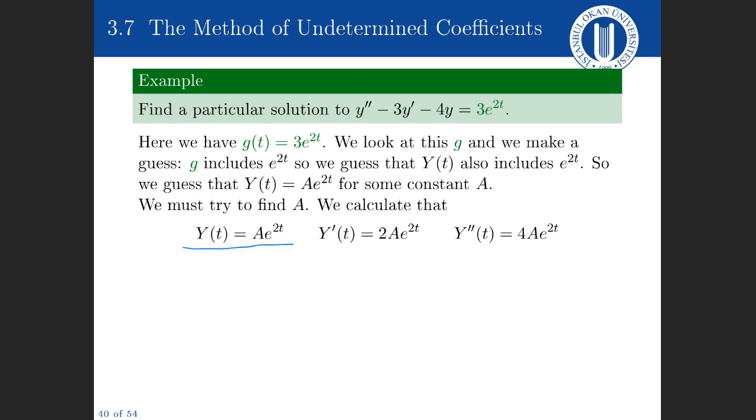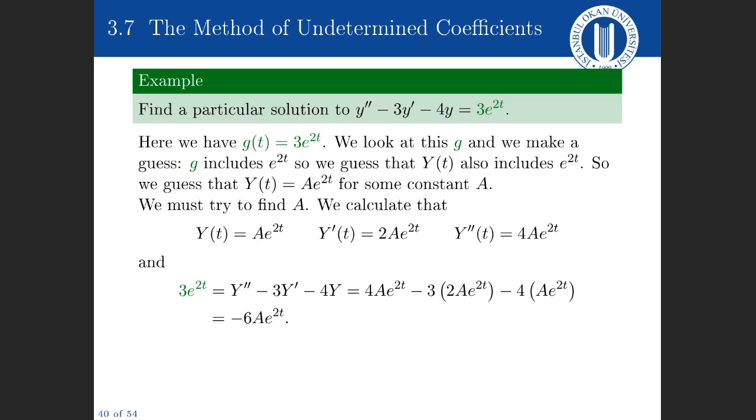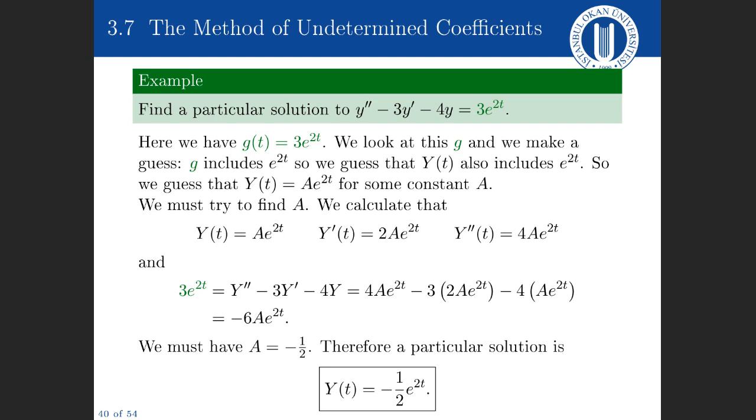Starting with capital Y is A e to the power of 2t. Differentiate this twice and then put into the differential equation. We want 3 e to the power of 2t to be equal to y double prime minus 3 y prime minus 4 y. Substitute in y prime and y double prime. Simplify, we get minus 6 A e to the power of 2t. 3 e to the power of 2t must be the same as minus 6 A e to the 2t. Cancel the e to the 2t's. 3 must be equal to minus 6A, or A must be minus a half. And then we're done. Therefore, our particular solution must be minus a half e to the power of 2t.